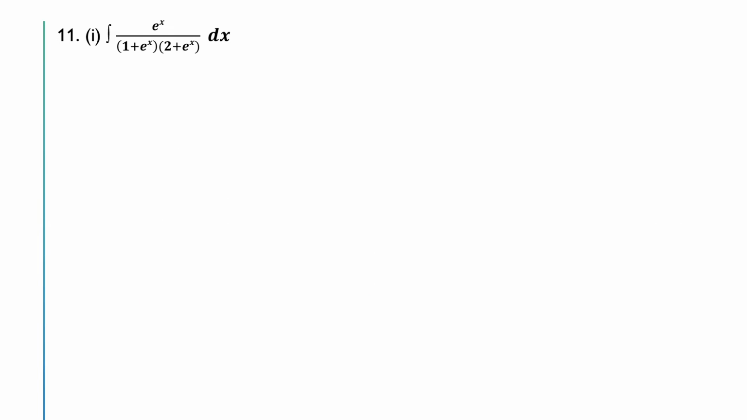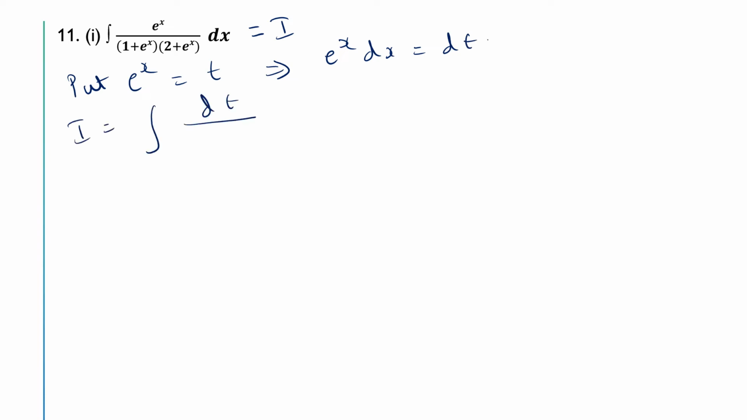The next question, integral e raised to x upon 1 plus e raised to x into 2 plus e raised to x dx. So here we can easily see that if we do substitution, e raised to x is equal to t, then e raised to x dx will be dt. Let us take the given integral as equal to I. Let us put e raised to x equal to t. So from this we get e raised to x dx is equal to dt. So the given integral becomes integral dt upon 1 plus t into 2 plus t.